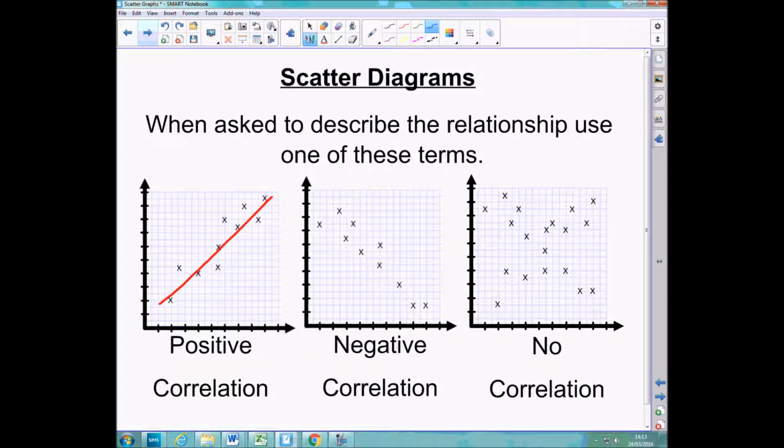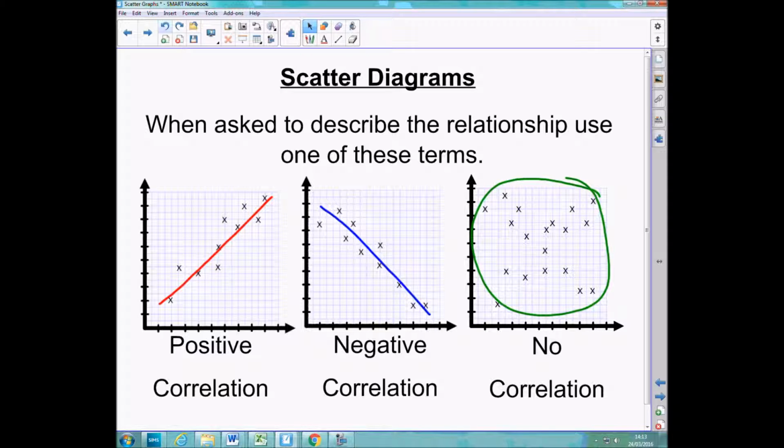The next one, obviously the opposite, is where it's going from the top left down to the bottom right, and we call this a negative correlation. The last example here is where the data is just scattered all over the place, and we say this has no relationship or no correlation at all.